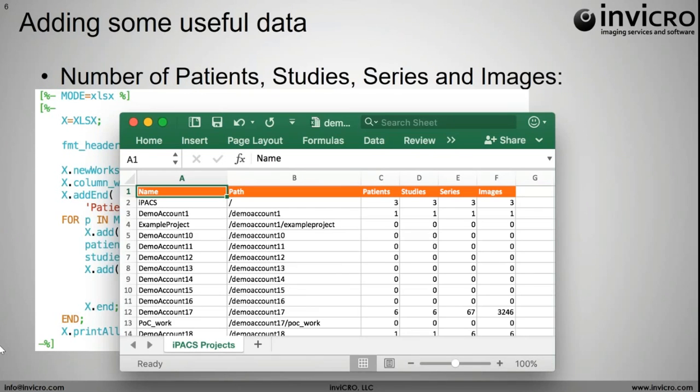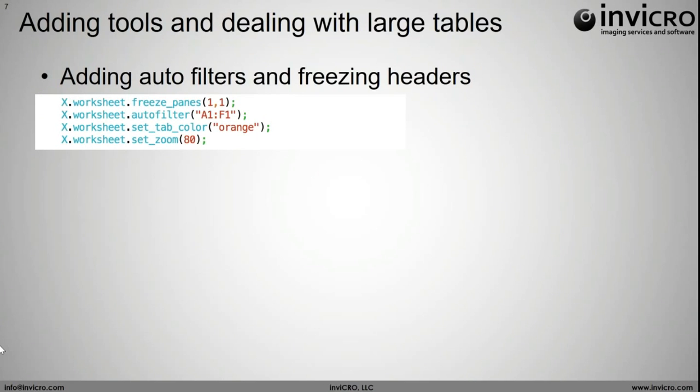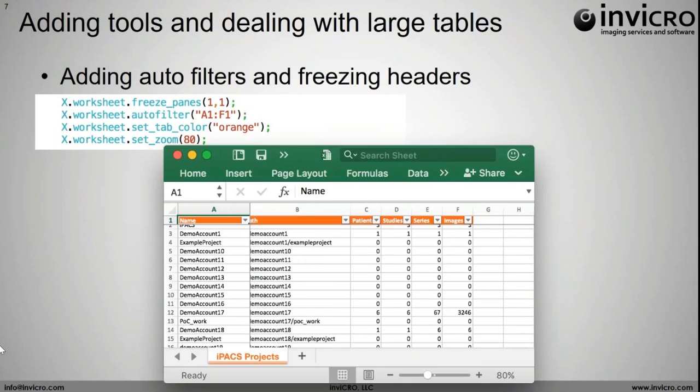If you're dealing with very large tables, then it's annoying that if you scroll down, your headline disappears, or if you scroll too far to the right, then you lose the project name. You know this, and the solution is that we just freeze the panes. It's a standard Excel feature, so that the headline and the leftmost column just stick. We also make it easier to work with these by enabling the auto filters. Then you get the small icon in the header line where you can sort and filter. We can do things like setting the color tab to orange because it looks so much nicer, and zoom out a bit so we can see a little more for our extended examples.